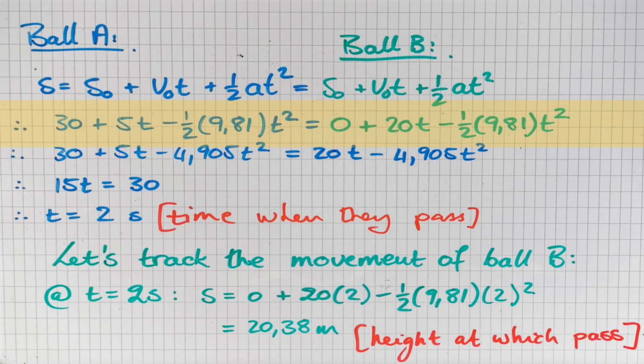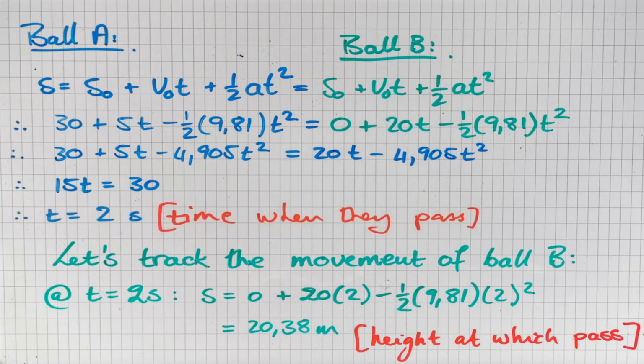In the next line, I've just multiplied everything out, simplified, and you get 15t is 30, and you solve for t, and you see t is 2 seconds. So at time equals 2 seconds, ball A and ball B will be at the exact same height from the ground. That's the time when they pass. Now when we have the time when they pass, we can plug that into our equation for position, and we can know at which height they also pass.